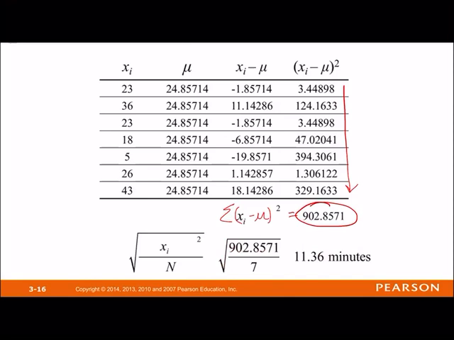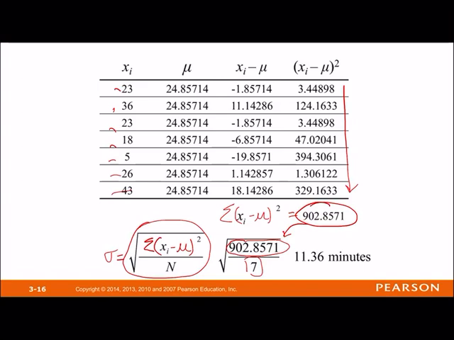Again, missing a couple things, not translating from the computer to the iPad. So sigma, again, is the square root of the sum of your x's minus mu squared all over n. So literally now all I'm going to do is take this and plug in the information from the chart. Here's that 902.857. That was the sum of all those squared terms. This 7 on the bottom is coming from the fact that there's 1, 2, 3, 4, 5, 6, 7 data values.